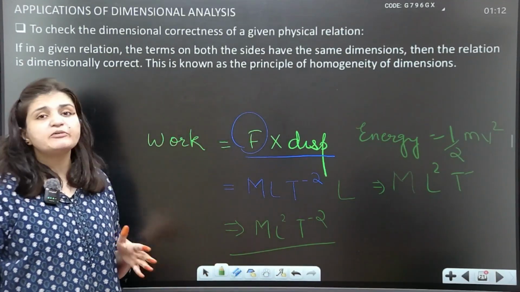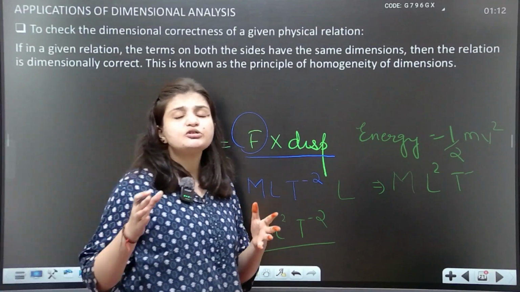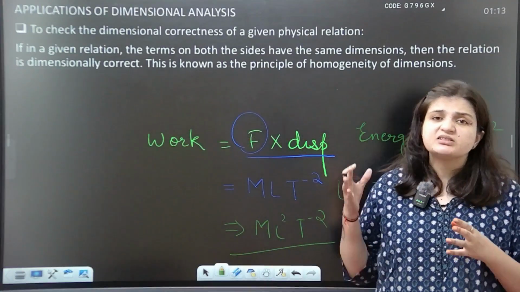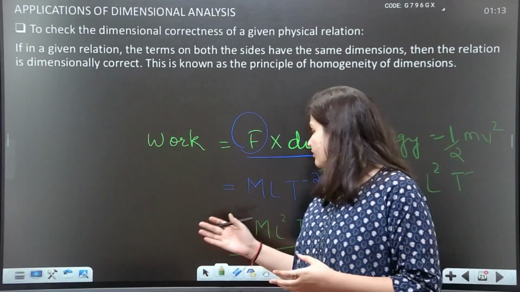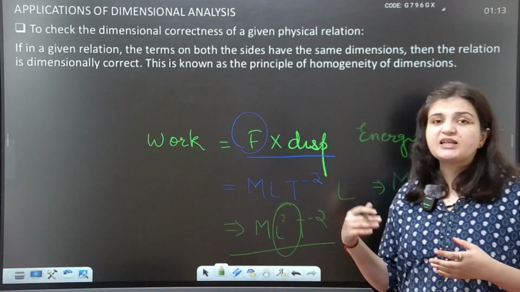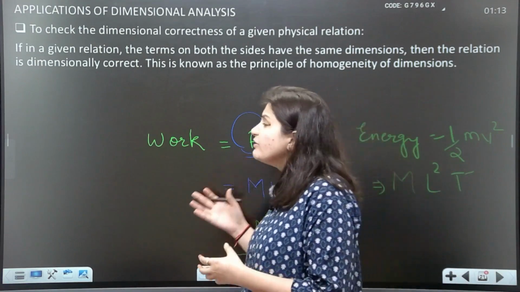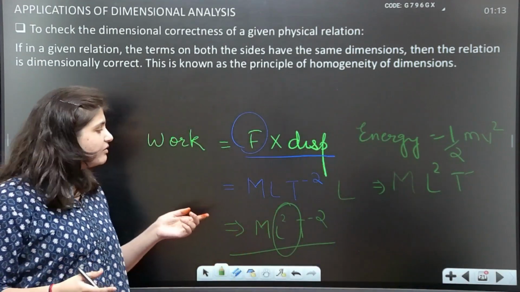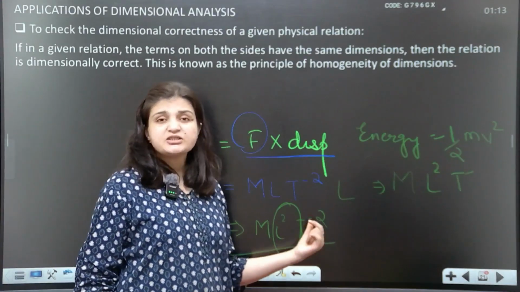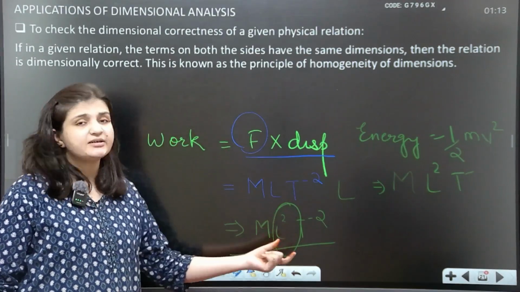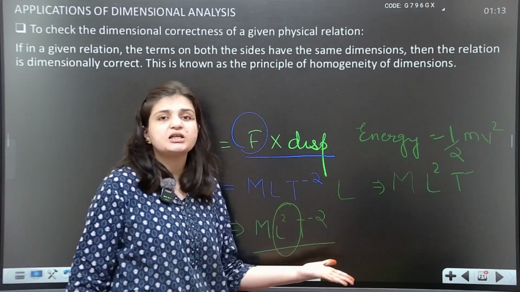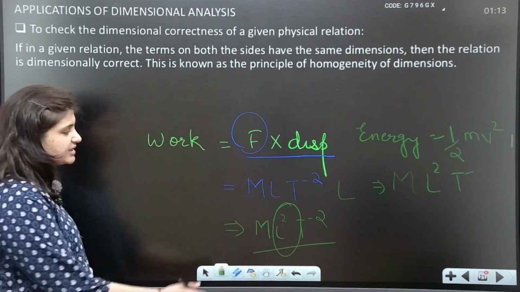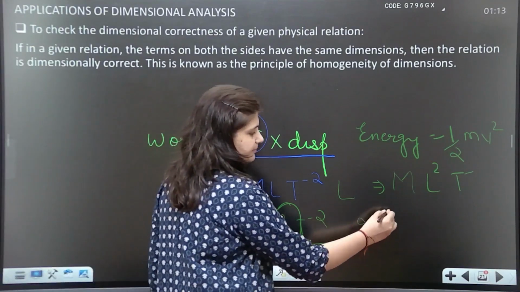And with the help of the dimension, we can also identify how each term is dependent on the mass factor, the length factor, and the time factor. So how is it dependent on the mass? How is it dependent on the length? It is square. And how is it dependent on the time? It is inversely proportional to time square.